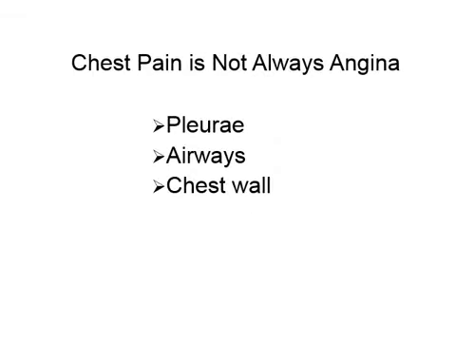Chest pain is one of the most common representations of underlying pulmonary disease. So chest pain is not always angina, even though you need to think about angina, because obviously you need to address angina as a possible cause of chest pain, since it can cause significant morbidity and mortality for the patient. But remember too that chest pain can emanate from the lungs, from the pleura, from the airways, from the chest wall.